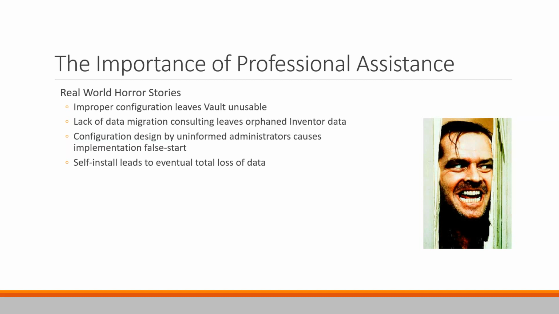One of the most chilling ones, though, was we had a customer a couple years ago where they self-implemented. They didn't realize the importance to get their vault backed up, and the server died, and they lost 2 years of engineering data that was in vault because they didn't have a backup. All of those things are things that we address as part of our implementations. So there's no substitute for professional assistance.